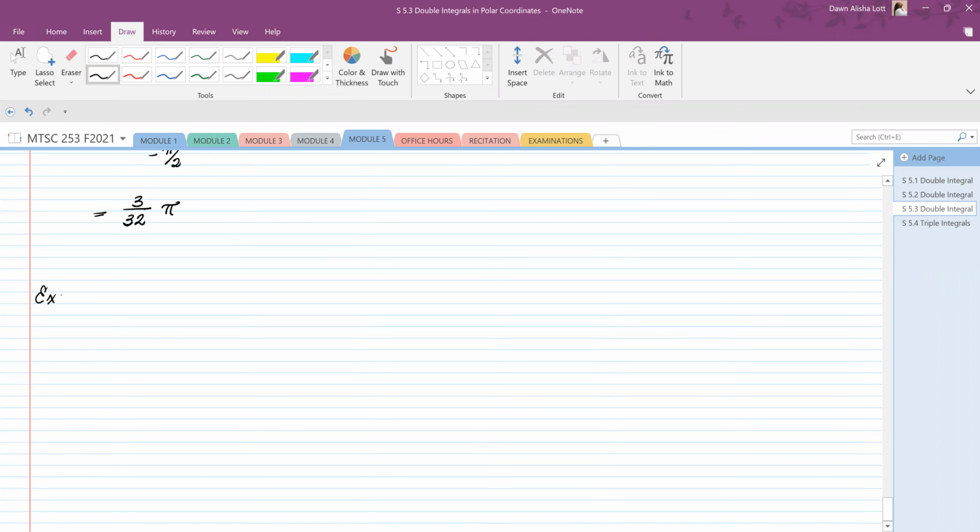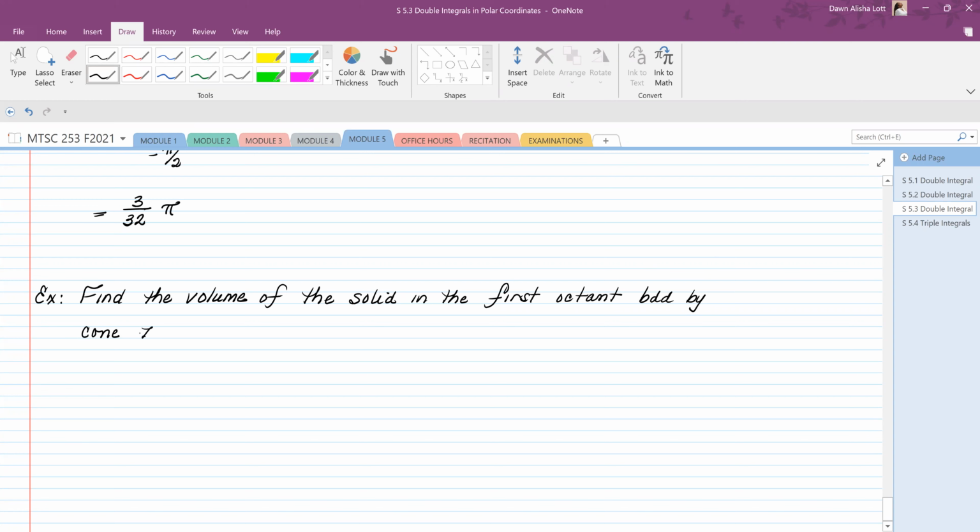Example. Find the volume of the solid in the first octant bounded by the cone Z equals R and the cylinder R is equal to 3 sine theta.